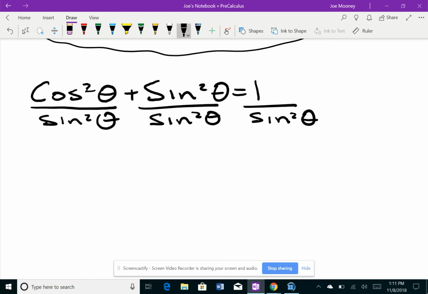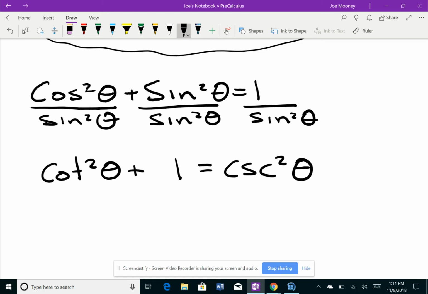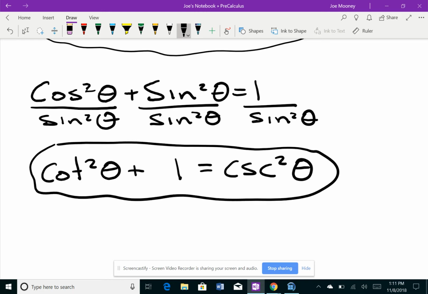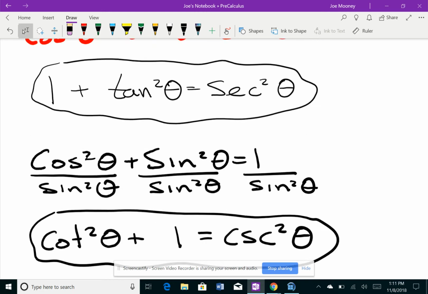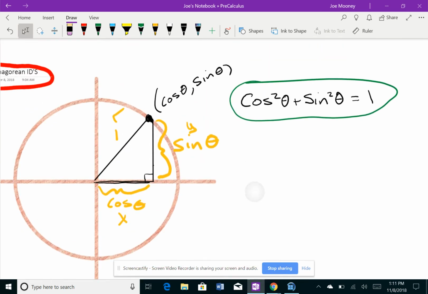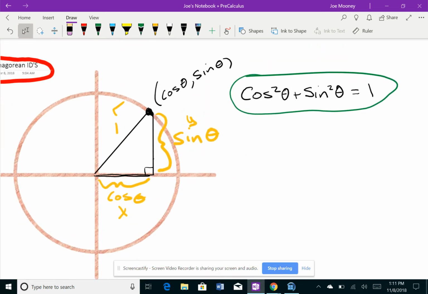Cosine squared divided by sine squared is cotangent squared. Sine squared divided by itself is 1. And 1 divided by sine squared is cosecant squared. So there's the last common one. But from there on out, I've got 1: cosine squared plus sine squared is 1. We've also got many others that can come from that, and we just have to manipulate it.